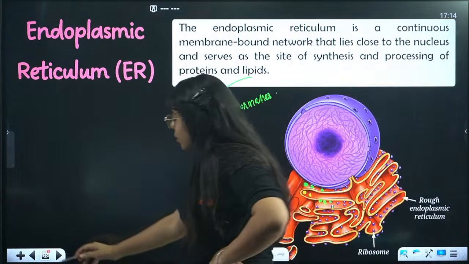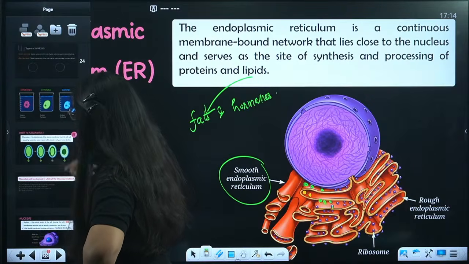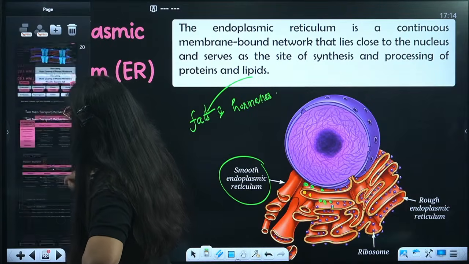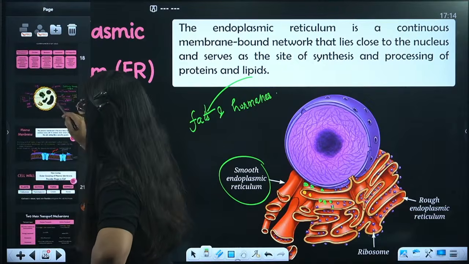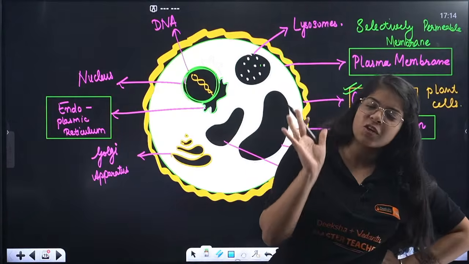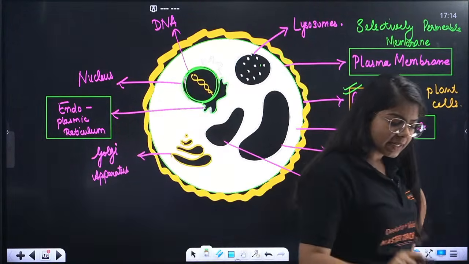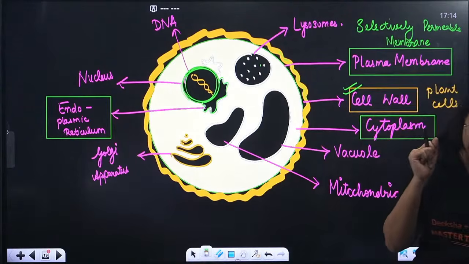The next question for all of you is, which cell organelle is actually called the suicide bag of the cell? You have all the names. You just have to tell me which function is matching with which cell organelle. Which cell organelle is called the suicide bag of the cell?